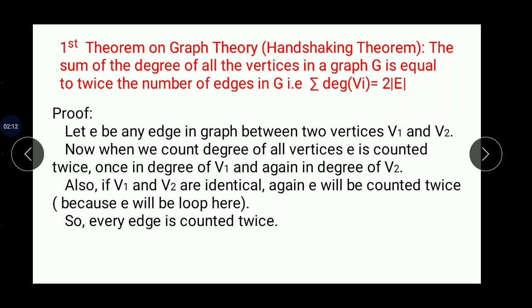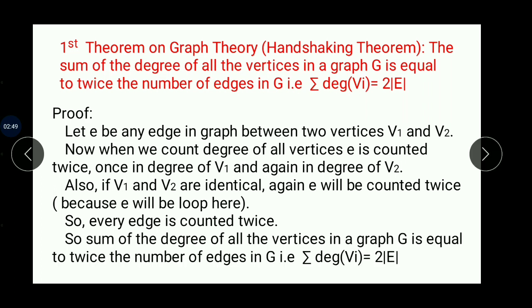So if there are 3 edges, then each edge is counted 2 times, so 2 plus 2 plus 2, it is 3 into 2. If there are 4 edges, 2 plus 2 plus 2 plus 2, 2 into 4. If there are 5 edges, there will be 2 into 5. If there are 6 edges, 2 into 6, and so on. So if the total number of edges is e, it will be 2 times e. So the sum of the degrees of all the vertices in the graph will be 2 times the total number of edges. Okay, so this proves our theorem.